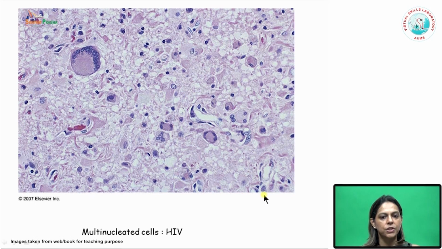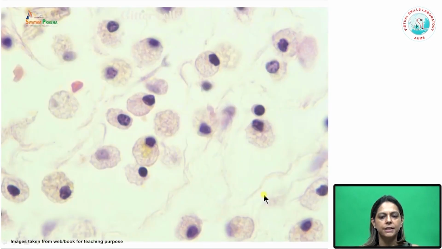And this next picture is showing you gitter cells. The microglial cells have abundant cytoplasm, and they have a vacuolated cytoplasm which contains lipid. And this is seen mostly in cases of old hemorrhage.